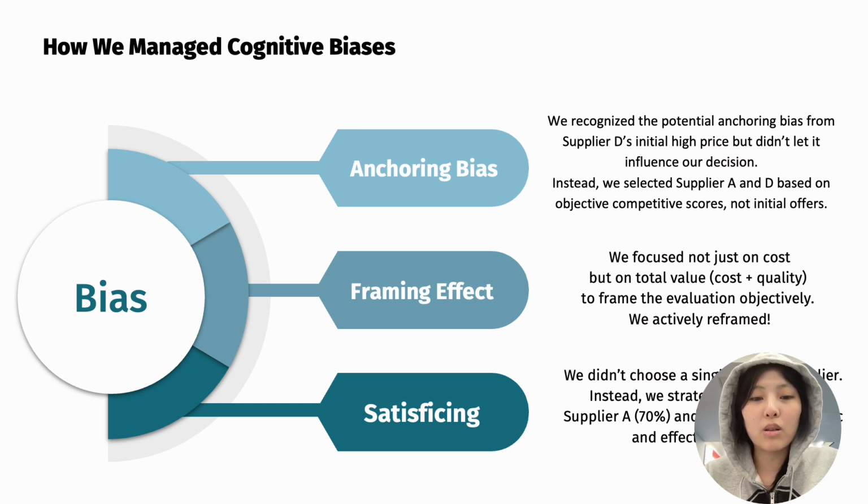Rather than focusing only on cost, we reframed our decisions around total value, cost plus quality. This helped us see the bigger picture and make a more balanced evaluation. And lastly, satisficing. We didn't wait for the perfect supplier. Instead, we combined the strengths of suppliers A and D, allocating 70% and 30% respectively, to create a realistic and effective sourcing strategy. By addressing these biases, we made a more balanced and rational supplier decision.